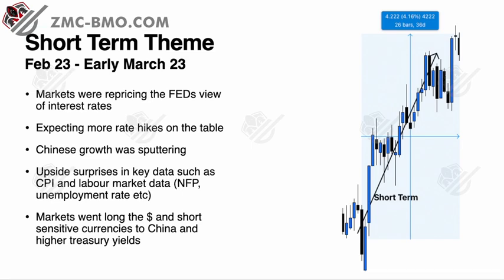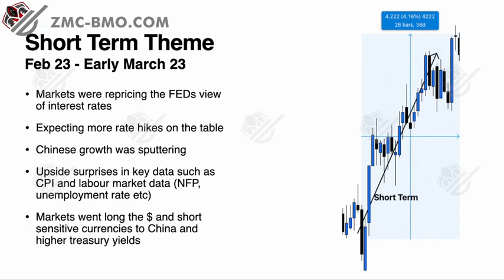And Chinese growth was starting to sputter. So it's starting to slow down. And as a result, that's pretty good for the dollar. It's not really good for risk appetite, as we know. And there were upside surprises in key data such as CPI and labor market data, so NFP, unemployment rate, etc. So that was still showing resilience, and the markets thought, well, we actually expect you to go a bit higher than what we previously thought. As a result, that's going to be pretty bullish for the dollar.